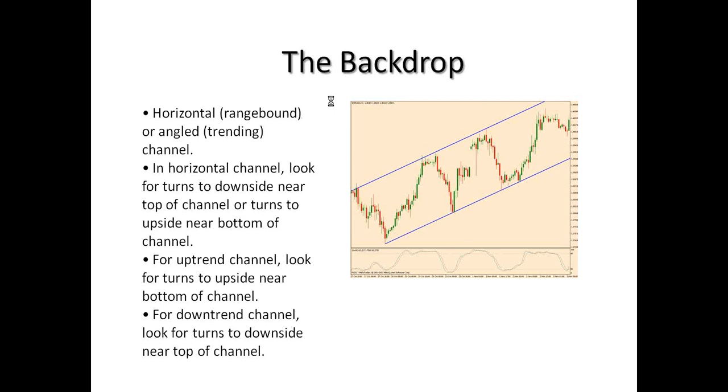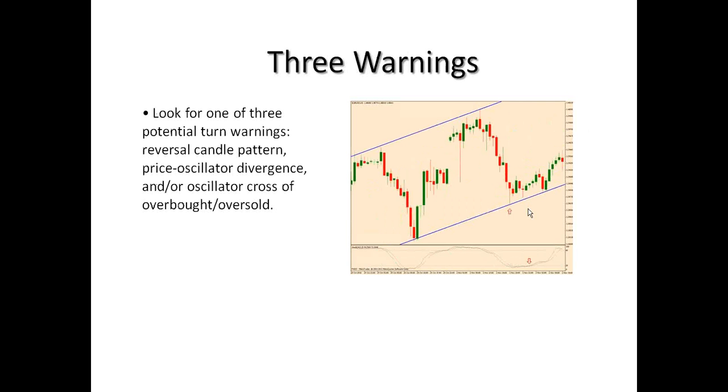Once you have your backdrop, what do you look for? One of three warnings. Once again, one of three warnings, okay? The first type of warning is the reversal candle pattern. As I mentioned before, the ones I like the most are hammer candles and shooting star candles, sometimes doji candles, sometimes engulfing patterns.